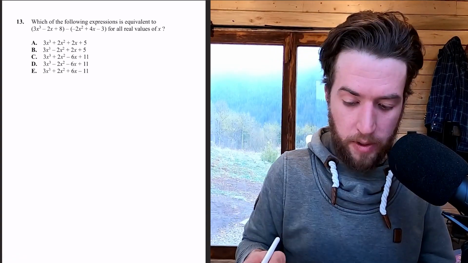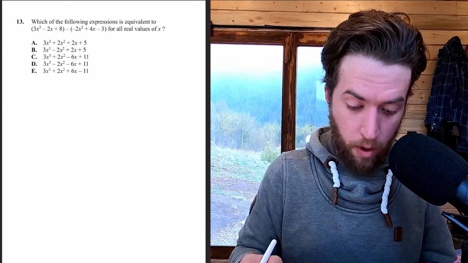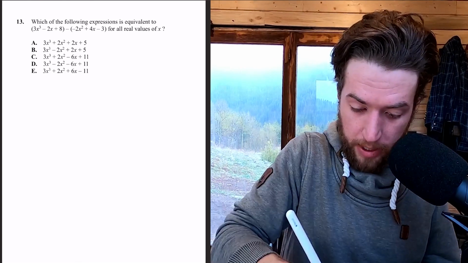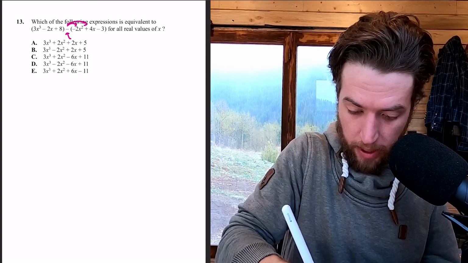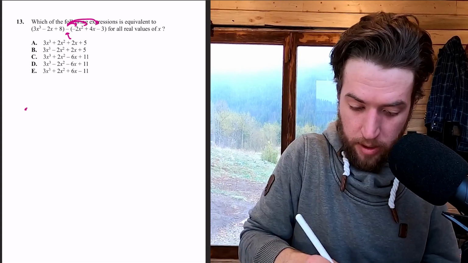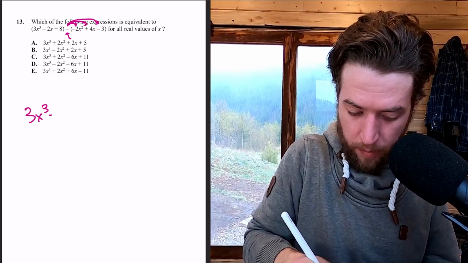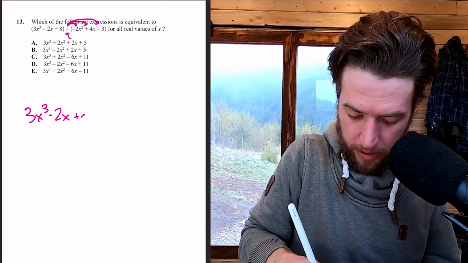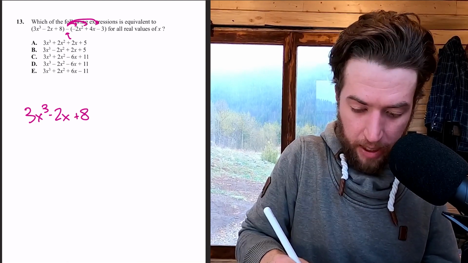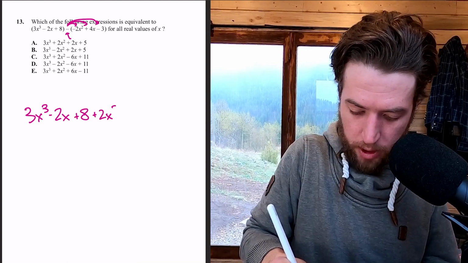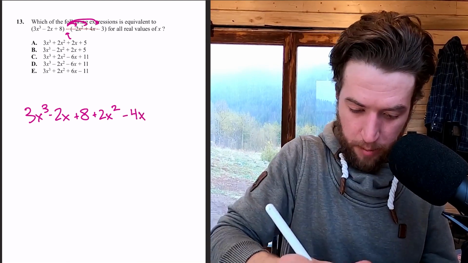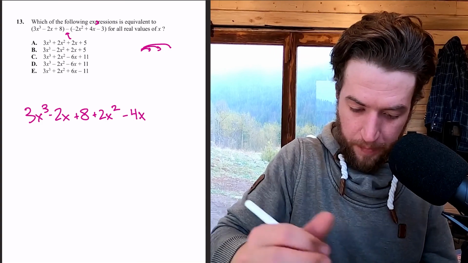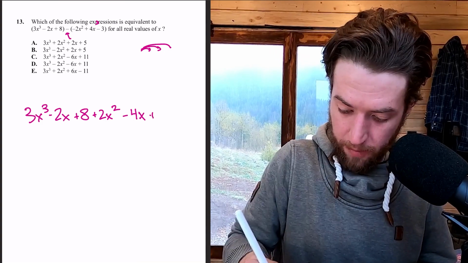All right, which of the following expressions is equivalent for all real values? So right away I key in there's a negative here. They're going to try to trick you. So let's distribute that through to every term and rewrite this. So 3x to the third minus 2x plus 8 minus a negative 2x squared, so plus 2x squared minus 4x, minus a negative 3, plus 3.